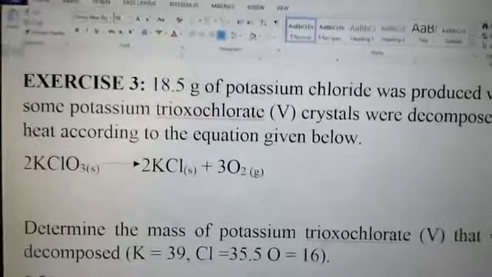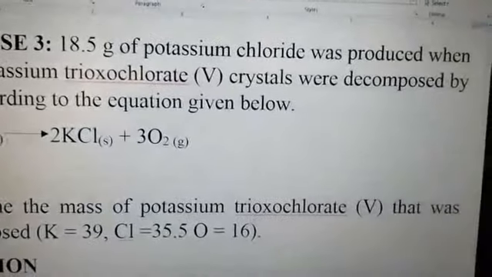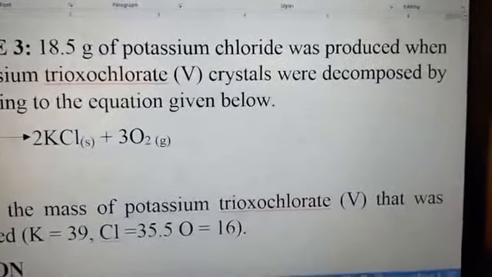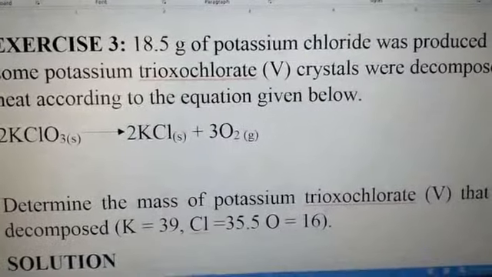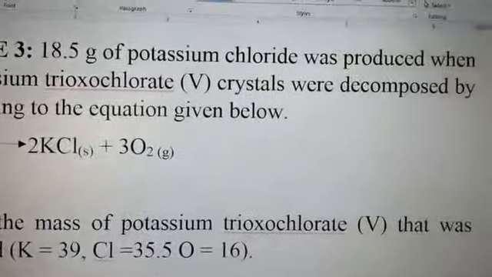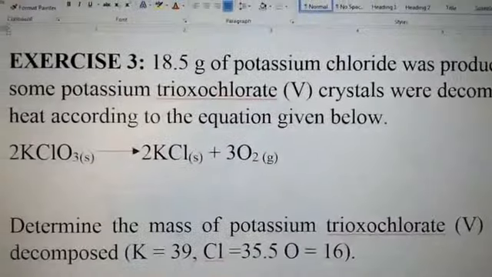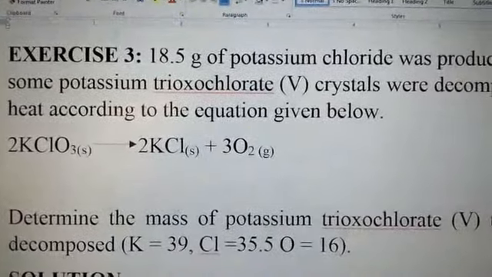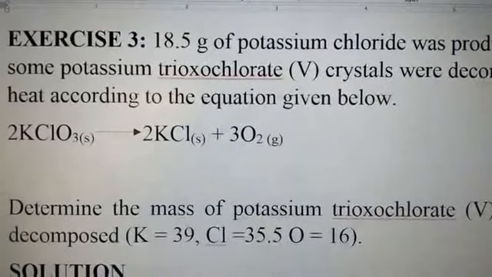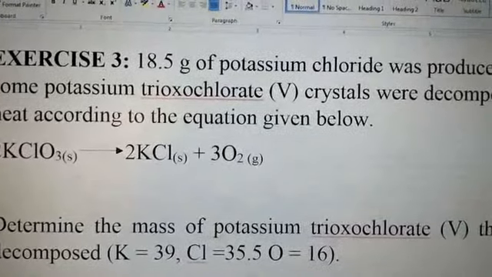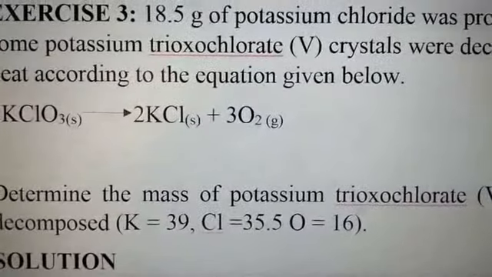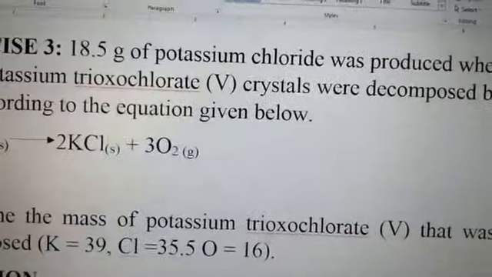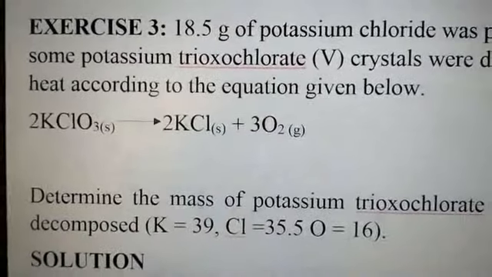Exercise 3 says 18.5 gram of potassium chloride was produced when some potassium trioxochlorate 5 crystals were decomposed by heat according to the equation below. So we are given the equation, and if you look at the equation, they gave us 18.5 gram of product, potassium chloride, was produced. So the known substance now is the product.